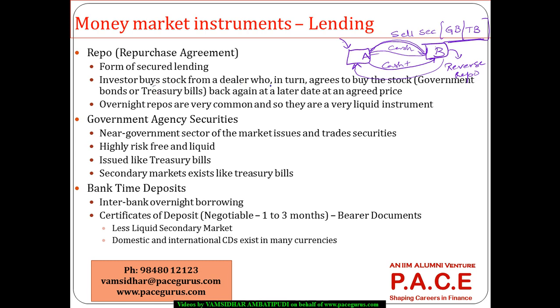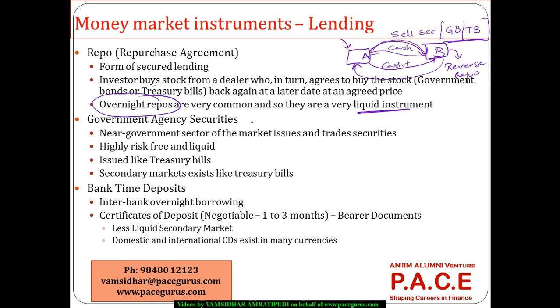The investor buys the stock from a dealer who in turn agrees to buy the stock back at a later date at an agreed upon price. The very common repos that we see are the overnight repos, and they are very liquid. We have a big market for buying and selling in these overnight repos, right?